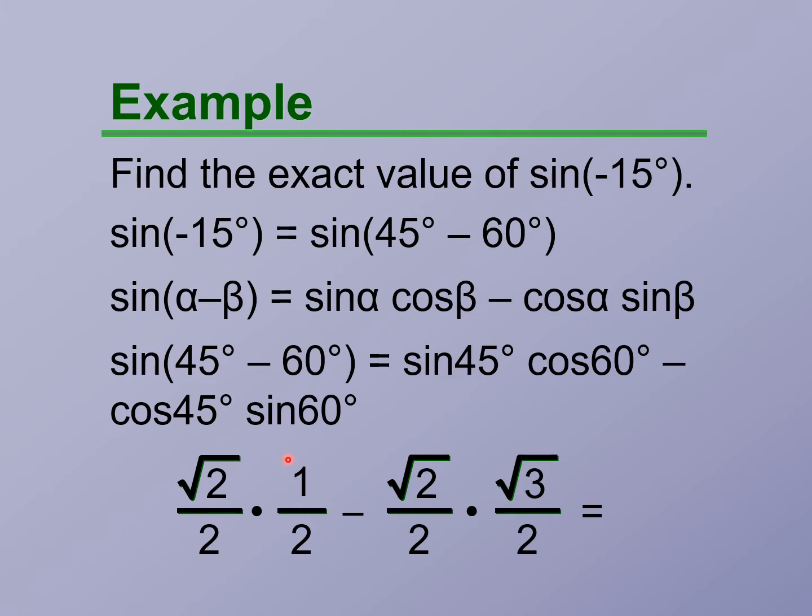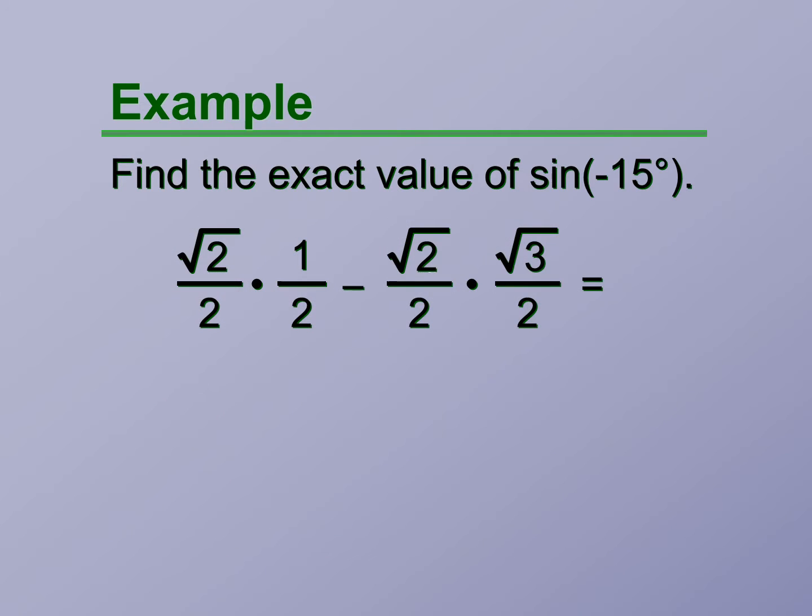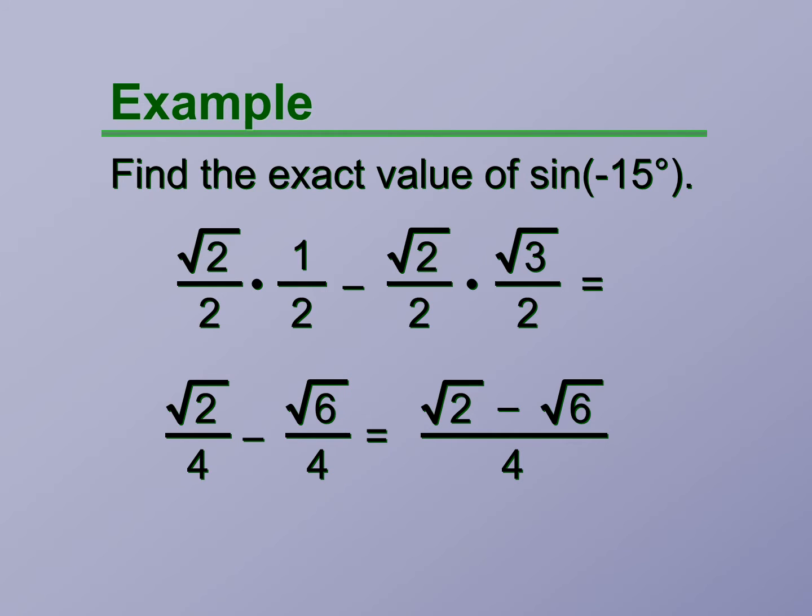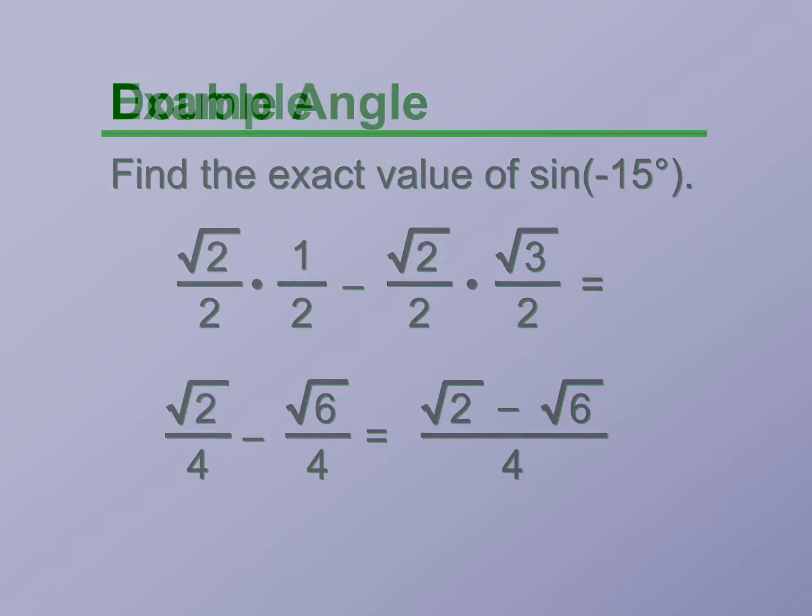And so after that, all I have to do is simplify. So I have the square root of 2 over 2 times 1 over 2, which becomes the square root of 2 over 4. And then I have the square root of 2 over 2 times the square root of 3 over 2, which becomes the square root of 6 over 4. And then, since the denominator is the same, I can rewrite that as one fraction, the square root of 2 minus the square root of 6 over 4. So this is the exact value of sine of negative 15 degrees.